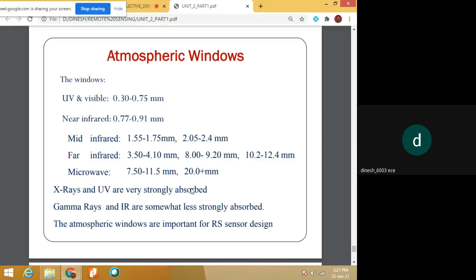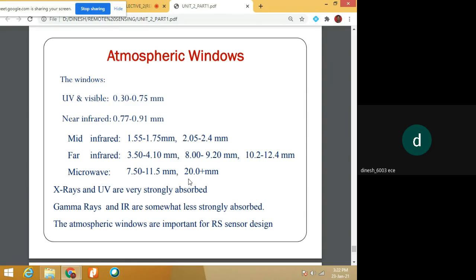So what do we get from this atmospheric window is that the atmosphere will strongly absorb. From this, what we can understand is that the X-rays, gamma rays, and the ultraviolet rays are very strongly absorbed in the atmosphere itself. It never reaches the Earth's surface. Whereas visible and infrared rays are less absorbed, or you can say that they are not strongly absorbed in the atmosphere.